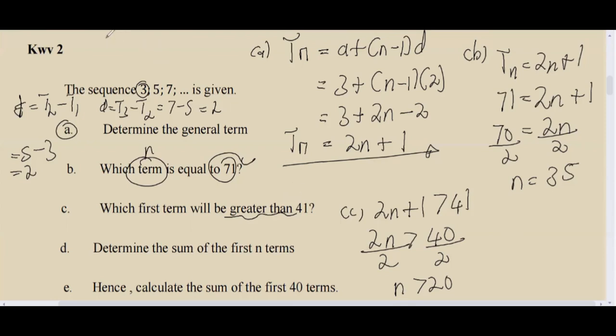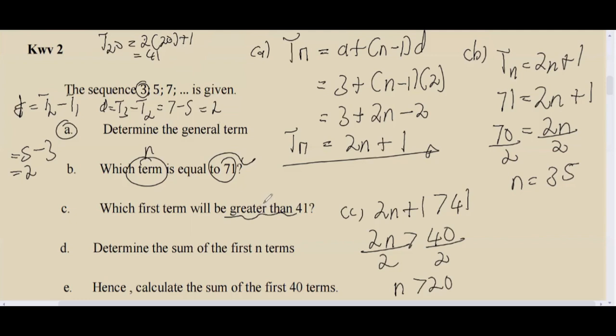Okay, let's try it out. Let's first substitute 20 into this equation. I want to have 2 times 20 plus 1. If we say 2 times 20, that's 40, plus 1 is equal to 41. So 41 is not greater than 41. It's just equal to 41, not greater. Then that means for term number 20, we have a value that is equal to 41.